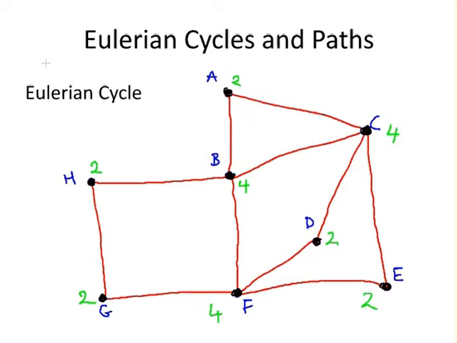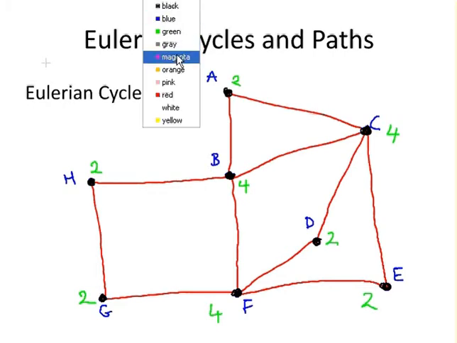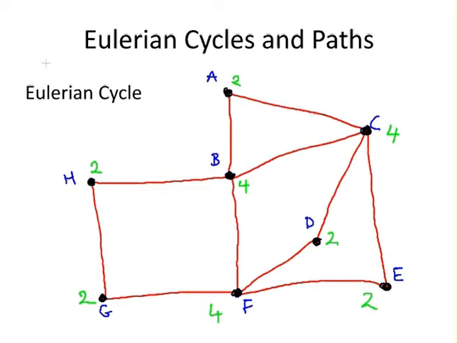So we're going to pick A as our starting point and finishing point, and see if we can come up with an Eulerian cycle through this graph. Let's begin. I'm going to go from A to B. I'll make a little note of it here: A, B. Then I'll go to H, then down to G. Now let's make a record of that.